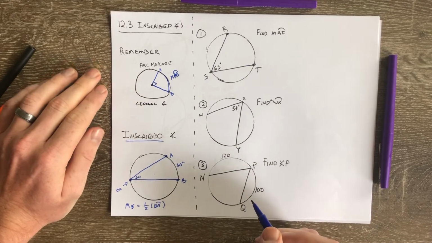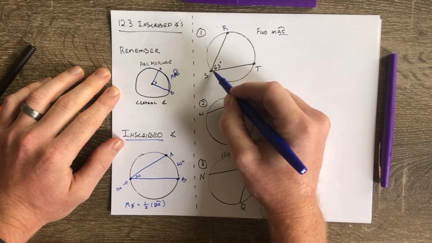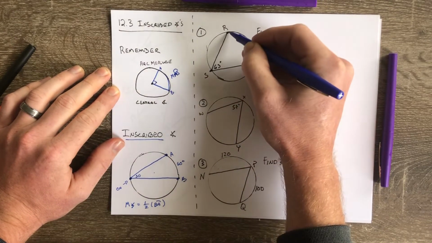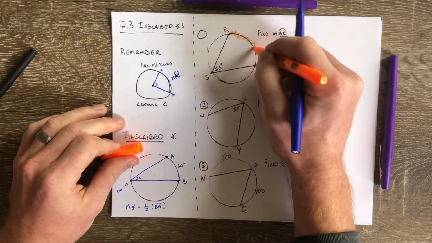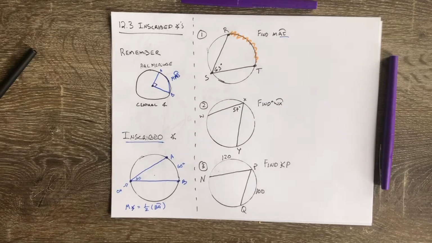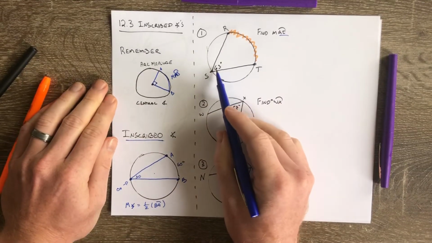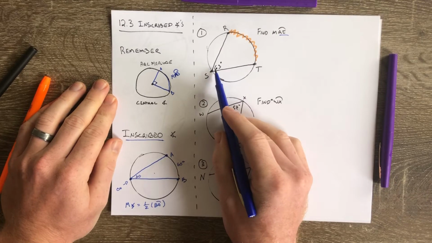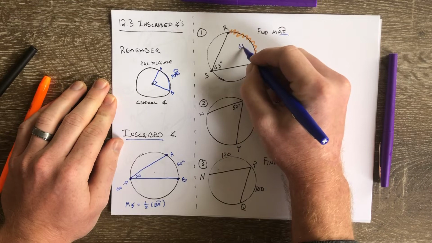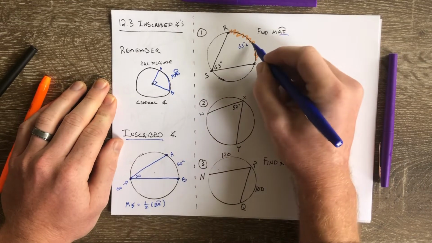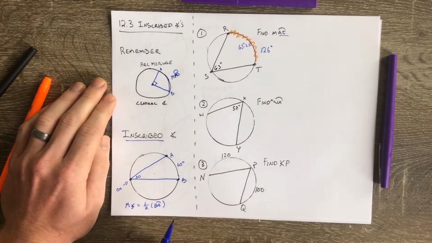All right, we got a couple basic examples here, and then we'll make it a little bit more difficult per usual. Find the measure of RT. If you look at it, angle S intercepts RT. Let's highlight that. That's the intercepting arc. We're going from an angle to an arc, and it's inscribed, so all I have to do is double it. If this is 63, this will be 63 times 2, which gives me 126 degrees.